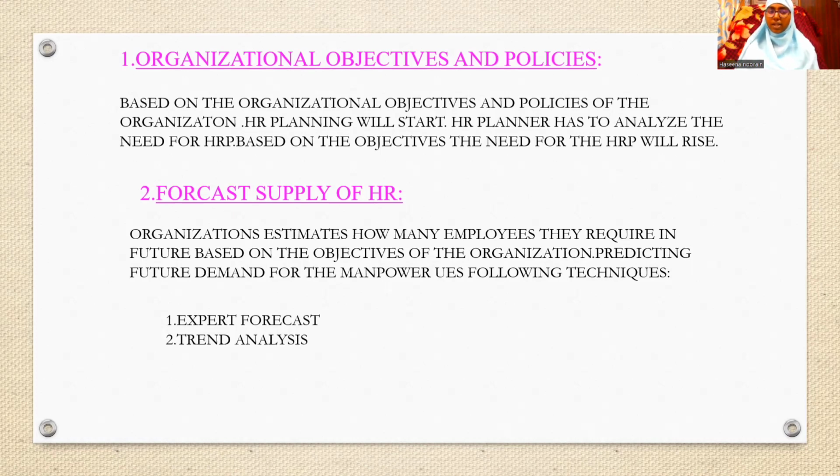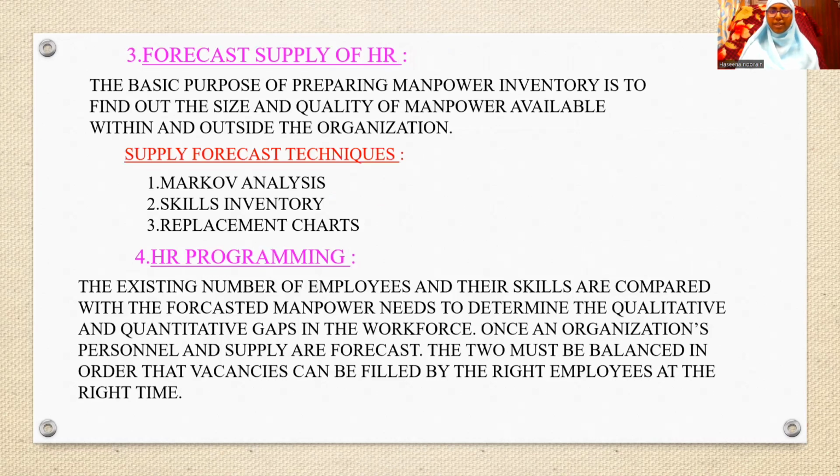The next one is trend analysis. As the market condition changes day by day, it is very important for the HR manager and for the expert member to analyze the market trends to choose the right candidate for the right job. The next one is forecast supply of HR. As we studied, it is the basic purpose of pre-planning the manpower inventory. It is to find out the correct size and quality of manpower that is available within the organization and outside the organization, for which some supply forecast techniques can be used.